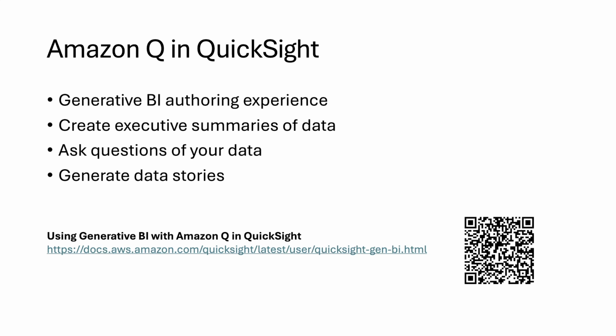And you can now use generative BI to ask for complete visuals to be authored for you, to create summaries of data. So it'll look at the visuals and the data that you have available and come up with these succinct exact summaries for you. You can ask free text questions of your data just as you would before, and Q and QuickSight can generate visuals for you to help you answer these questions. And finally, you can generate data stories. So again, a few more resources on that if you want to find out more.